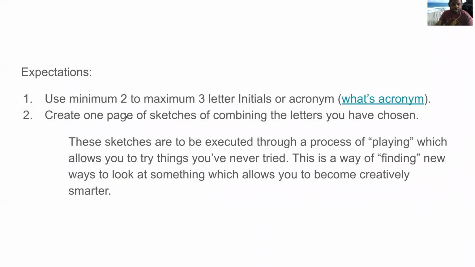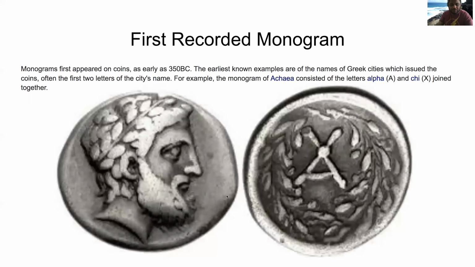And so this is what you've got to use. You've got to use a minimum of 2 to 3 letters, initials or an acronym. If you don't know what an acronym is, just select this link. Create one page of sketches combining the letters you have chosen. These sketches are to be executed through a process of playing, which allows you to try different things that you've never tried. This is a way of finding a new way to look at something, which allows you to become creatively smarter. So the idea is you're not just putting down great ideas, you're trying to take an idea and change it little by little to see what happens and see where your thoughts take you.